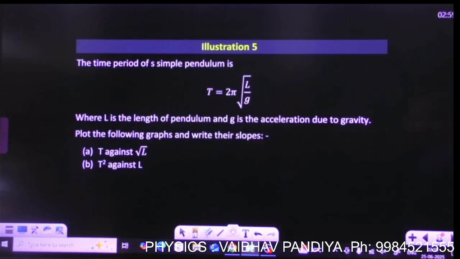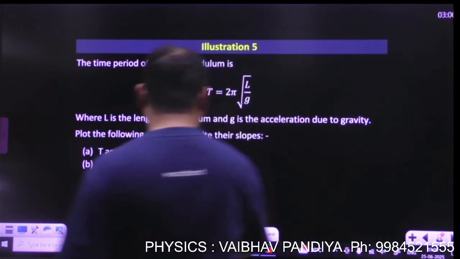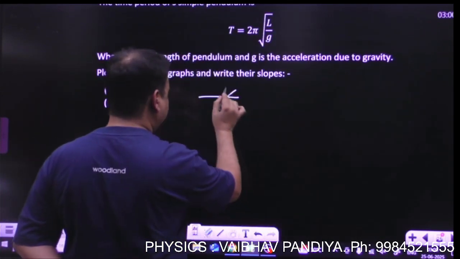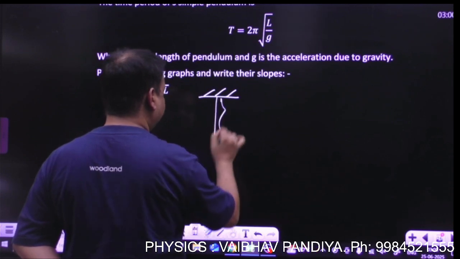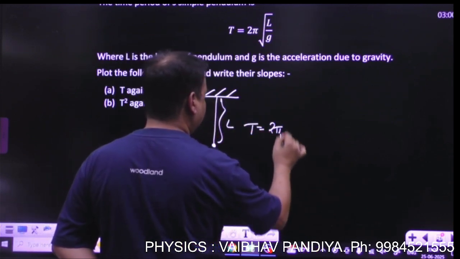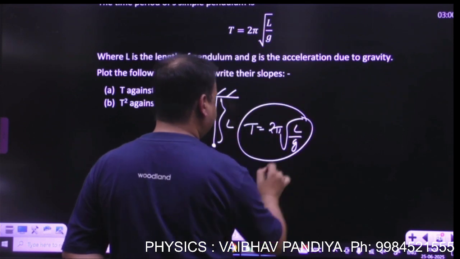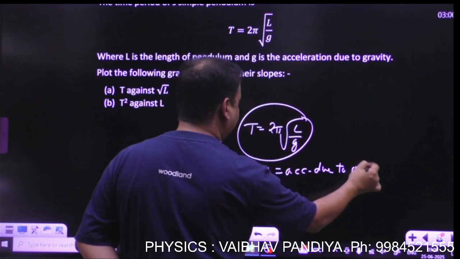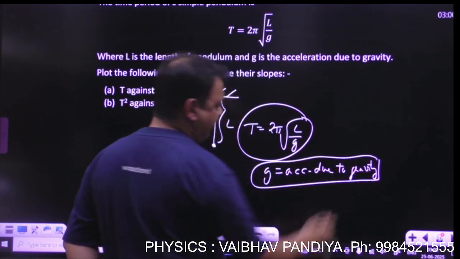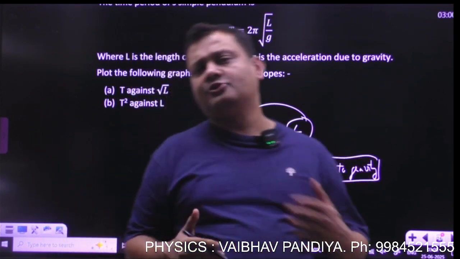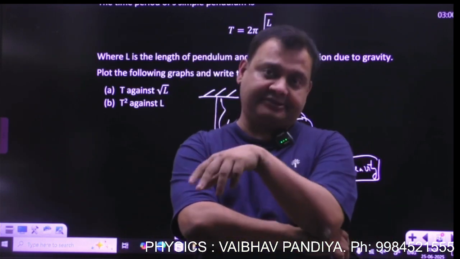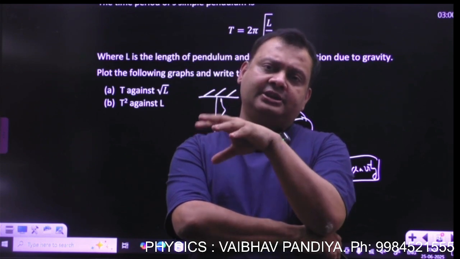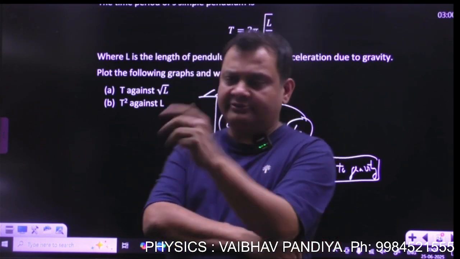Now see one more illustration. The time period of a simple pendulum is T equals 2 pi root L by G. When we have a simple pendulum, and this is the length of the pendulum, this is the formula for the time period, and G is the acceleration due to gravity, which is not changing at a particular place. If you are performing an experiment in your lab and each time you are changing the length of the pendulum at the same place, of course the value of G will remain the same, correct?